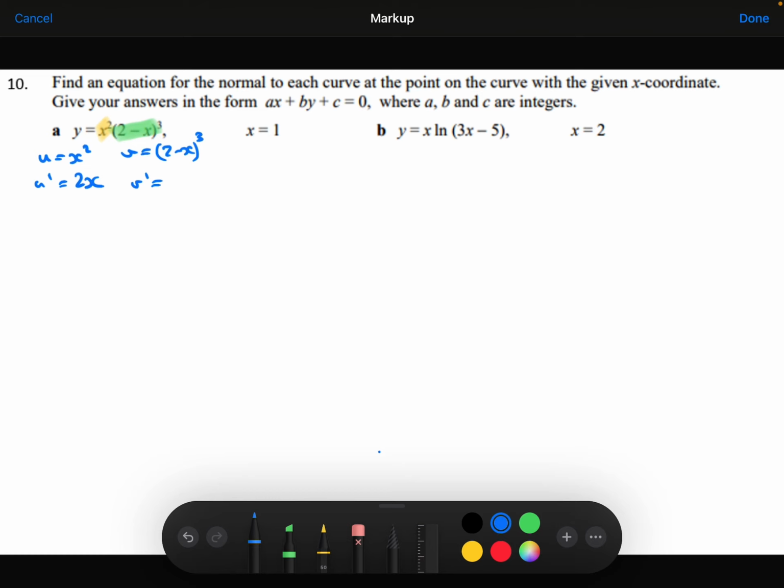Well, we're going to have to use the chain rule on this because we've got 2 minus x inside the cubed function. So we'll differentiate the cubed function first to get 3, so times by 3, take 1 away from the power. And then we have to multiply this by the derivative of the inside. The derivative of 2 minus x is just minus 1. And that's going to simplify. The 3 times the minus 1 is just going to be minus 3.